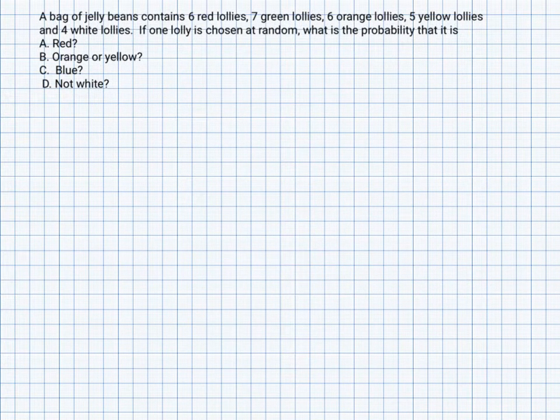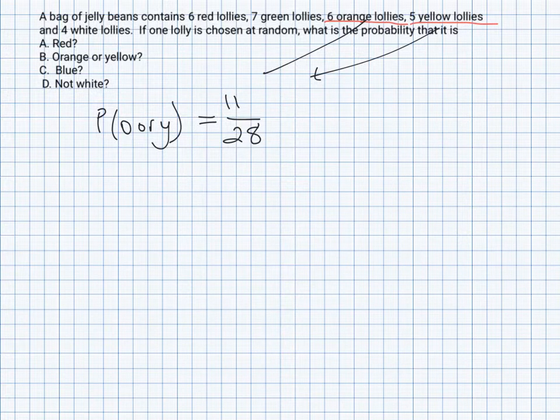To work out the next one, the probability that we're going to pull out an orange or yellow lolly, we do the same sort of thing. We find out, okay, how many orange lollies do we have? How many yellow lollies do we have? So 6 orange, 5 yellow. So we go 6 plus 5 is 11, over our total of 28. So remember, 6 oranges plus 5 yellow lollies is 11, and that is our answer, 11 over 28.